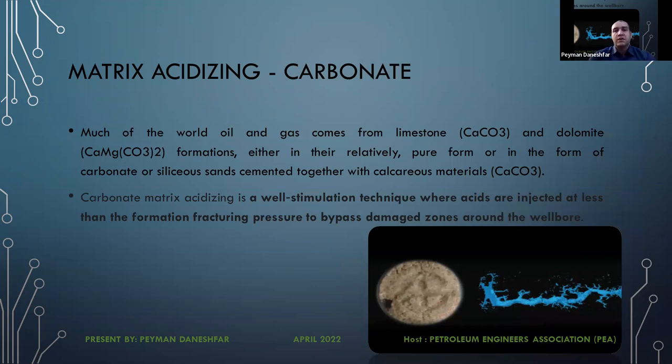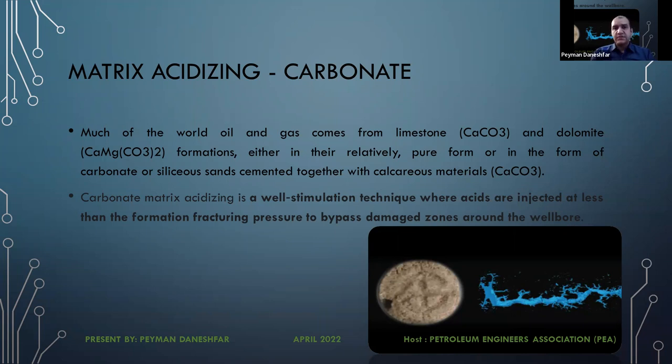Matrix acidizing of carbonate. You know, sandstone formation, I think, and in an article or in a book, every time we read before, the carbonate formation is always more than the sandstone formations, especially in the Middle East, I think. Maybe in other parts of the world it is different. Much of the world's oil and gas comes from limestone and dolomite, either in their relatively pure form or in the form of carbonate or silica sand cemented together with a calcium matrix.